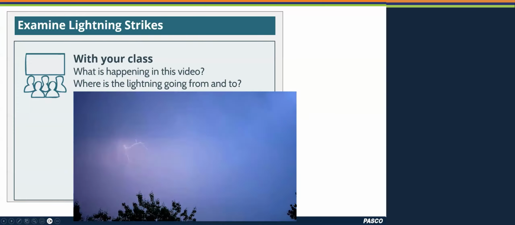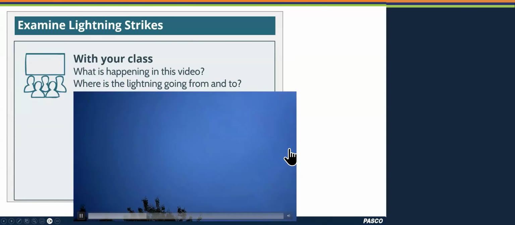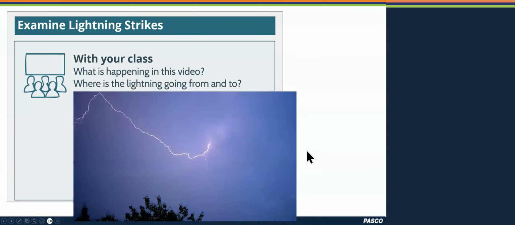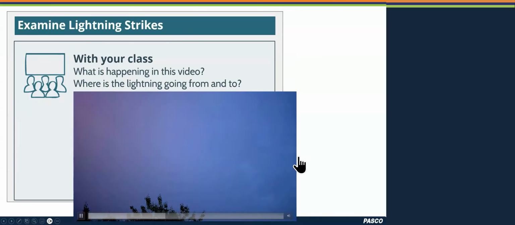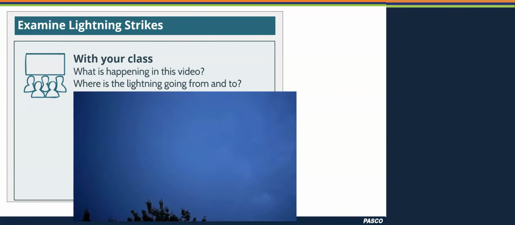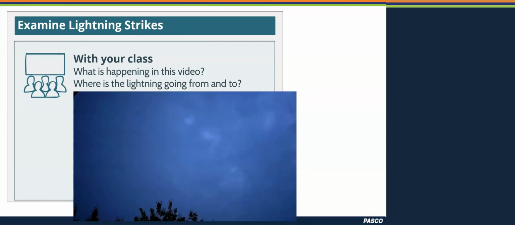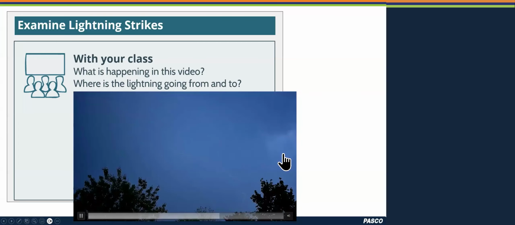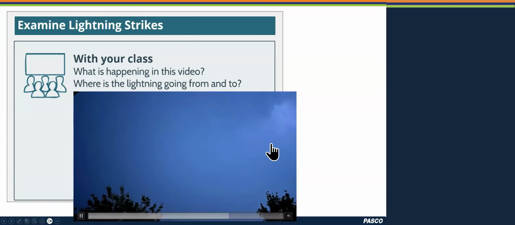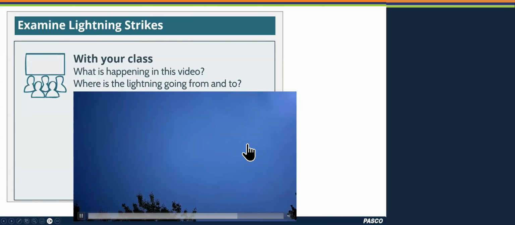Looks like it froze. There it goes. Where is lightning going from and to? What's happening here? Can you tell? It's kind of hard to tell, right? I mean, it's going so fast.